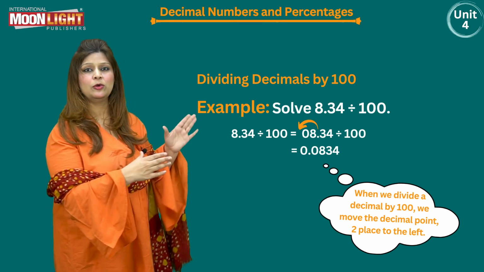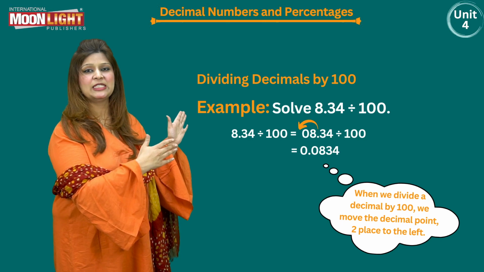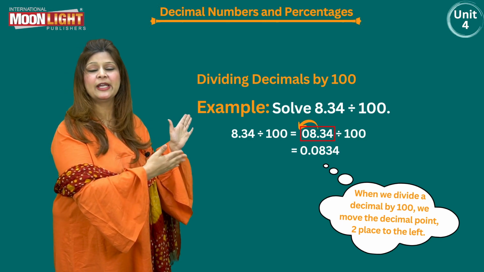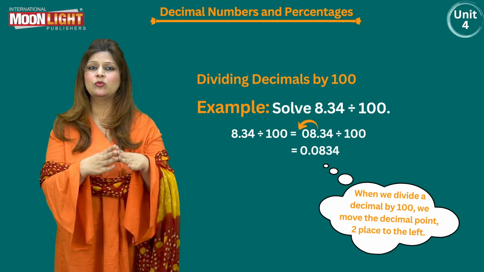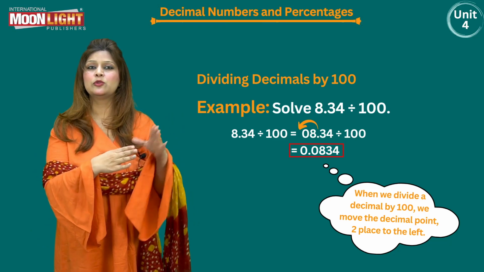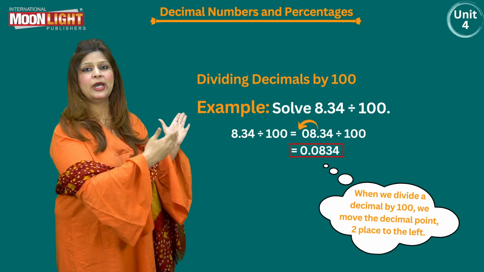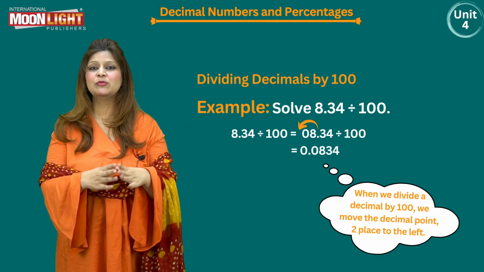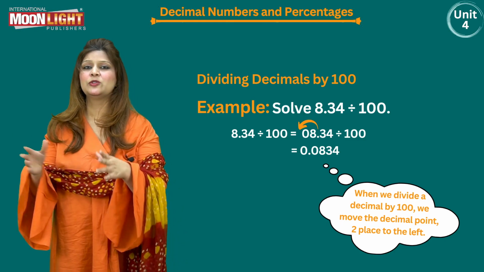The decimal point, you can see that after 8 there is no digit. You can see. So how are we going to write the digit? Yes, 0 is hidden over here. So I will write the number 0 over here, and the decimal point is going to move 2 steps to the left hand side. So the answer will be 0.0834. Because when we divide decimal by 100, we move the decimal point 2 places to the left.